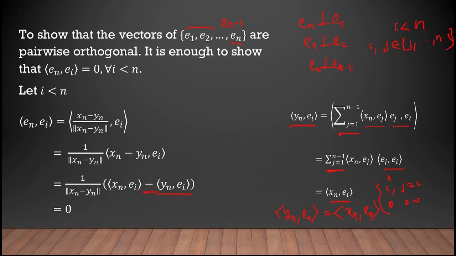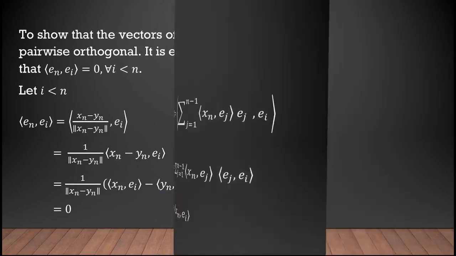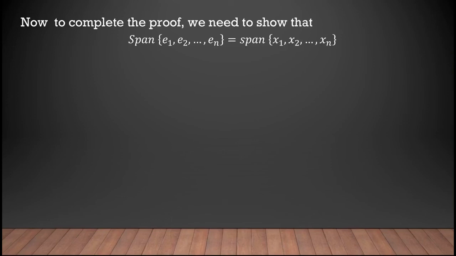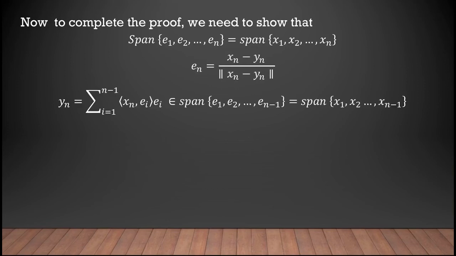Or in other words, we can say that the collection of vectors e1, e2, etc. en forms an orthonormal system, because we have already proved that the norm of en is equal to 1. Now what remains to prove is we have to show that the span of e1, e2, etc. en is the same as the span of x1, x2, etc. xn. It's an easy task. We know that en is equal to xn minus yn divided by the norm of xn minus yn. And what is yn? It is summation i equal to 1 to n minus 1 inner product of xn, ei, ei.